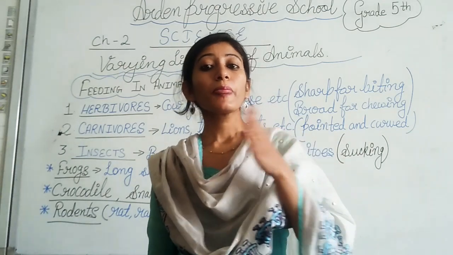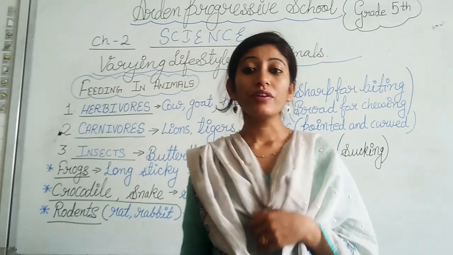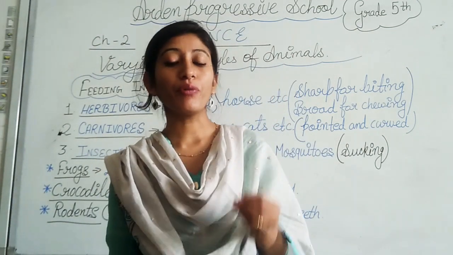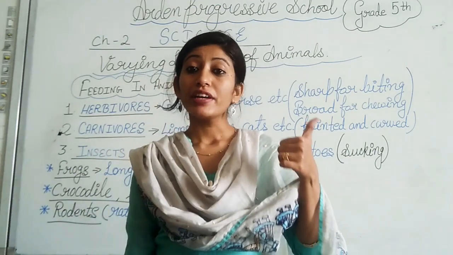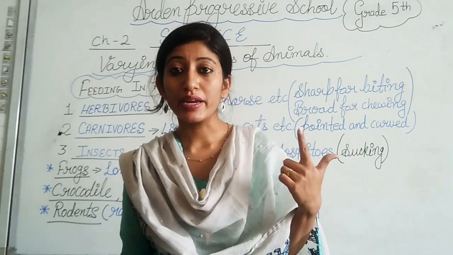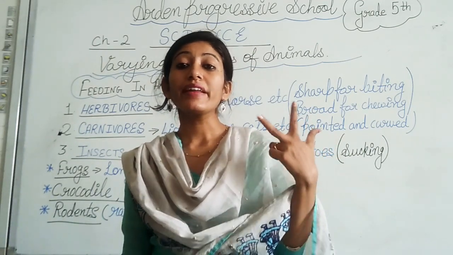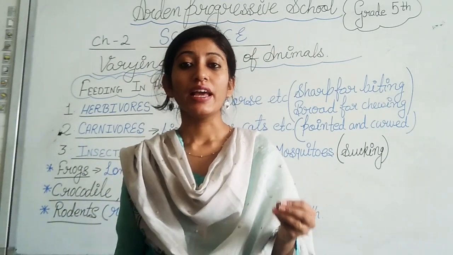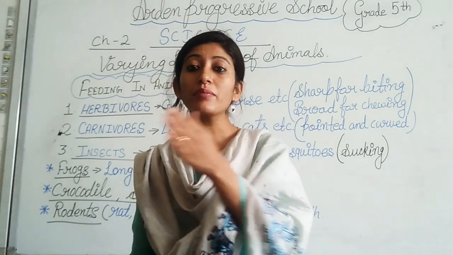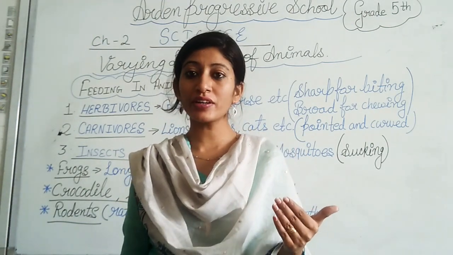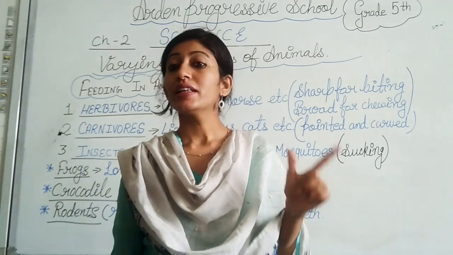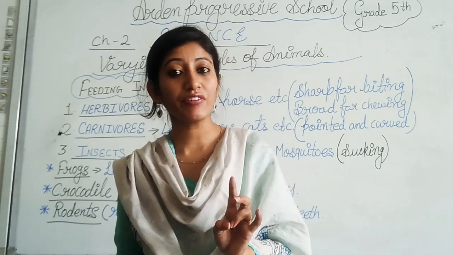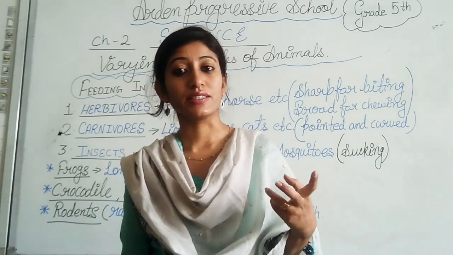So beta, here in this chapter, we will see the things that we have discussed even in grade 4, related to the feeding habits, related to the movement, related to the areas they belong to. So that we have to see, okay? That is the lifestyle. And why are we saying varying lifestyle? Varying means different, because every animal is different. So their food habits are different, their body structure is different, their eating habits are different, their living places are different. So all these things we will discuss.